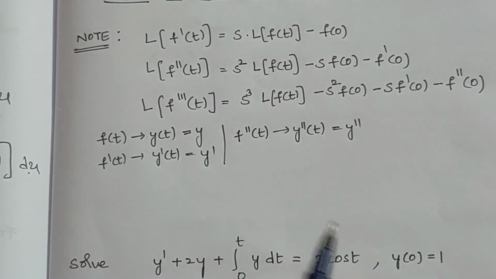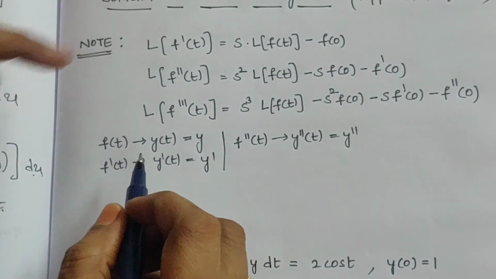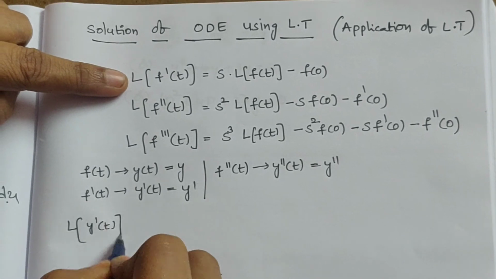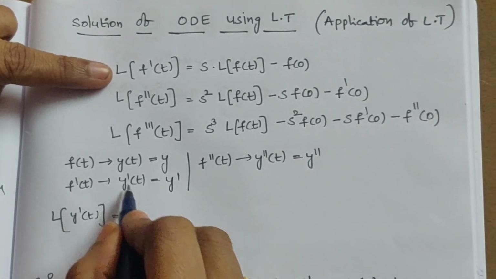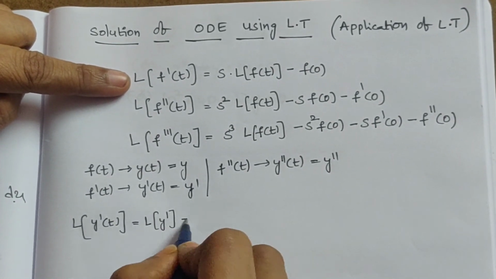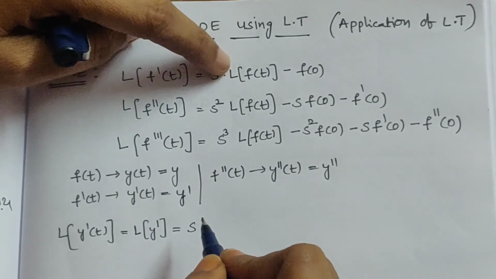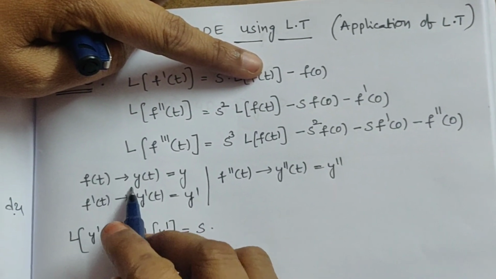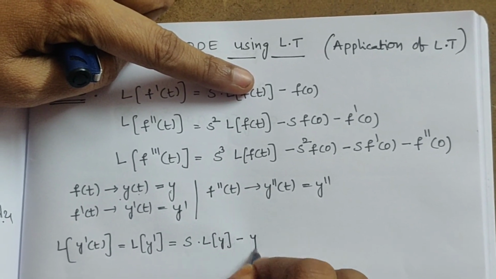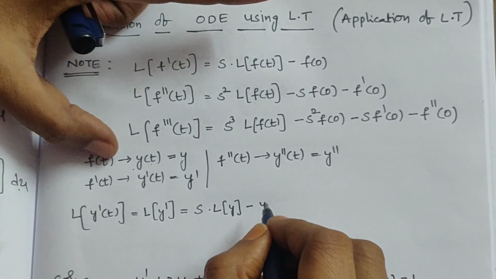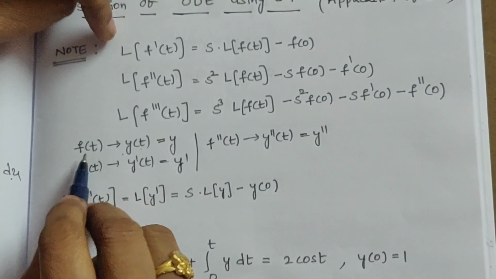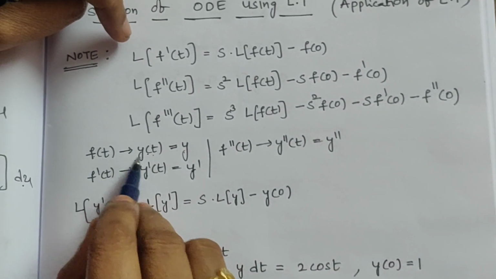So the property becomes: L of f dash of t becomes L of y dash of t. In other words, y dash of t means we are taking it as L of y dash. So L of y dash equals s into L of f of t, and L of f of t means L of y of t, simply L of y, minus f of 0, which means y of 0. So we just convert the notation, taking y of t in place of f of t.